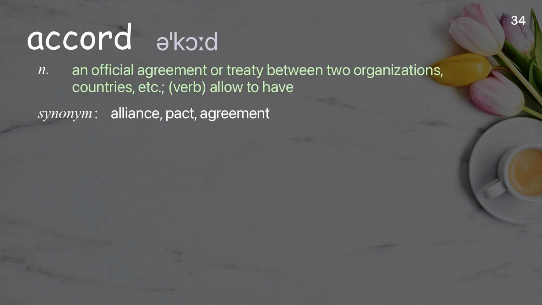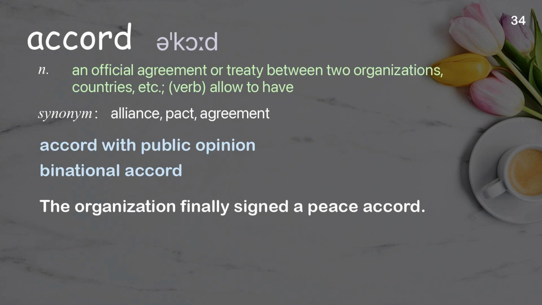Accord. An official agreement or treaty between two organizations, countries, etc. Verb, allow to have. Examples: accord with public opinion. By national accord. The organization finally signed a peace accord.